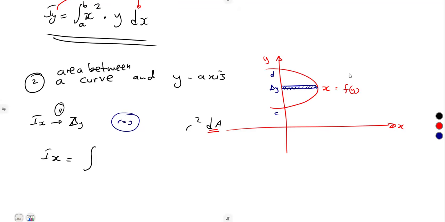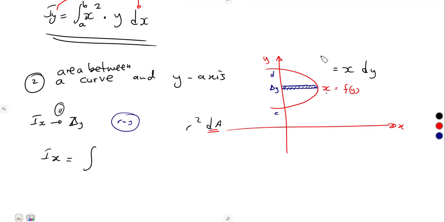So the curve has to be written in that manner where x is equal to f of y. And the area of the strip can be calculated from x dy. So that is what we are going to have, dA.